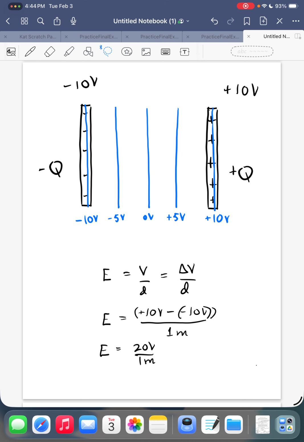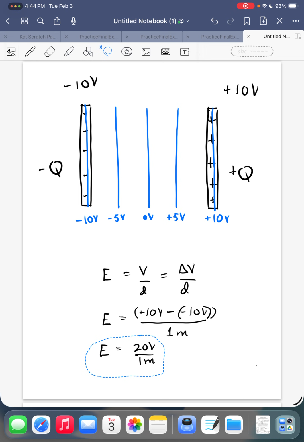So if we wanted to know what the E field strength is here between these two capacitor plates, we'll take the difference in potential between one plate and the other, if we're going from left to right. And what we can do is say, okay, it's going to be 10 volts minus negative 10 volts, and that's a total difference of 20 volts in 1 meter. So that is a way of describing the electric field strength in volts per meter.